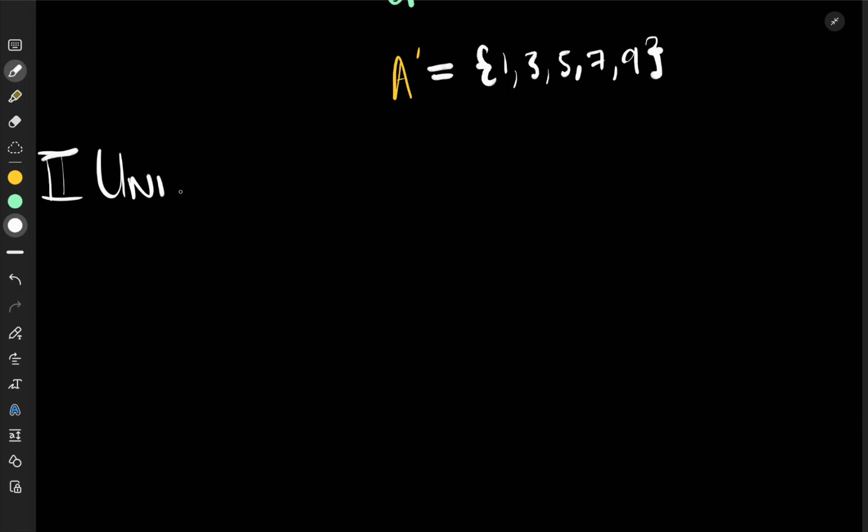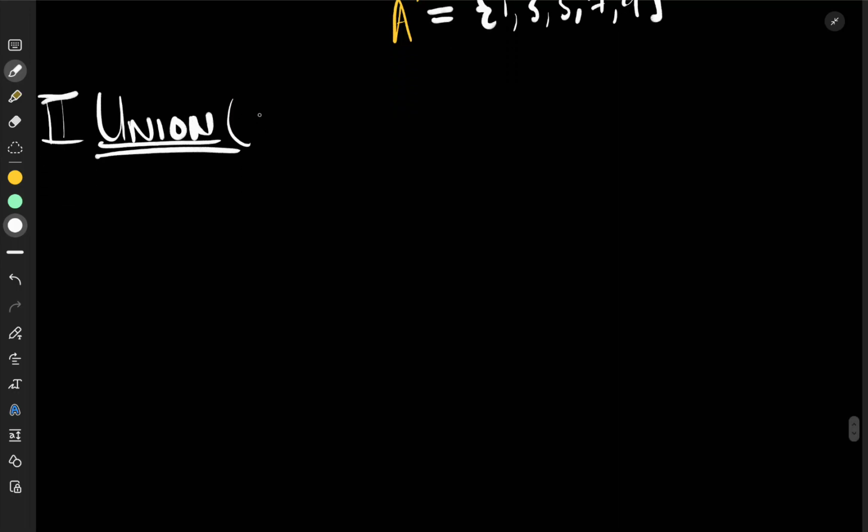Now we'll go to the second thing, which is union. The symbol is a U-like symbol, but you don't put the bar that goes down. So it's just a U. Now, what does union mean? When we say union, we are uniting the two things. We are bringing them together to make one big thing. So here is the idea.